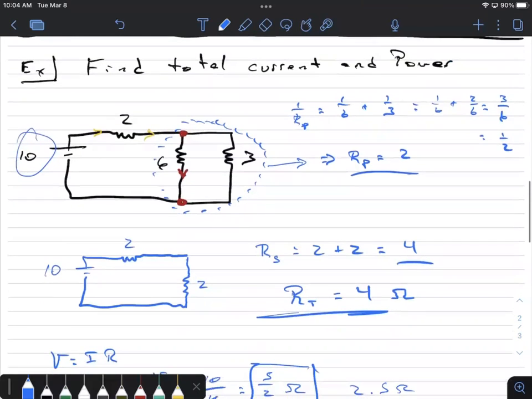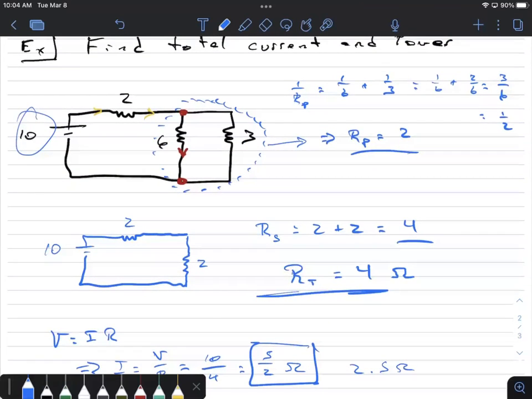Any questions so far? Calculating the resistances or anything like that?